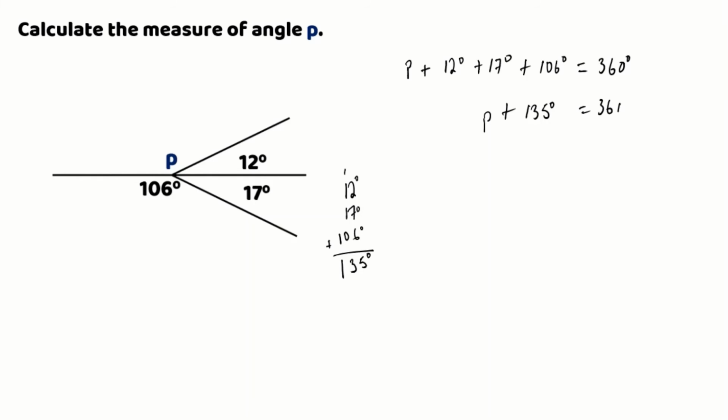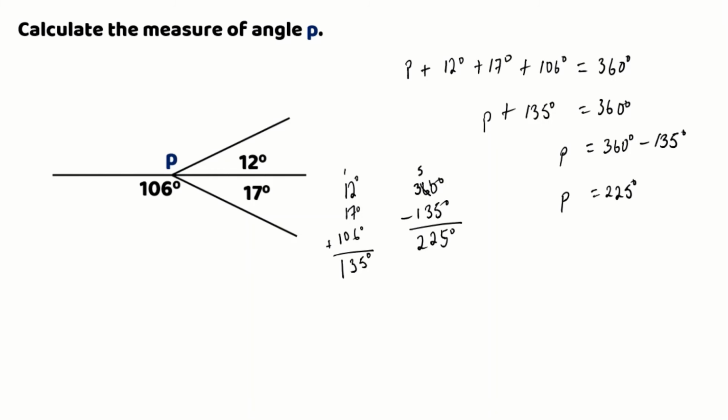And I'm now going to take that 135 degrees and subtract it from my 360 degrees to see what is the measure of angles that I have remaining. So my 360 degrees subtract 135 degrees, borrowing from our 6, 10 subtract 5 will give us 5, 5 subtract 3 will equal 2, and 3 subtract 1 will leave us with 2. So the difference of my angles is equal to 225 degrees, which is the measure of my angle P.